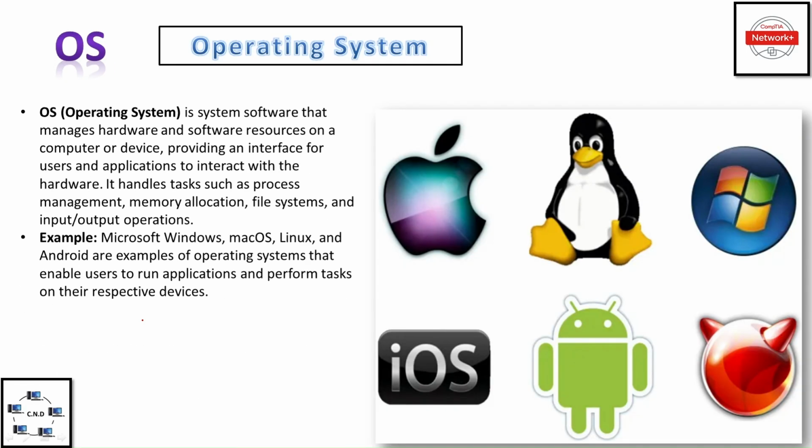OS, operating system. So OS or operating system is a system software that manages hardware and software resources on a computer or device, providing an interface for users and applications to interact with the hardware. It handles tasks such as process management, memory allocation, file system, and input output operations. For example, Microsoft Windows, Mac OS, Linux, and Android are examples of operating systems that enable users to run applications and perform tasks on their respective devices.